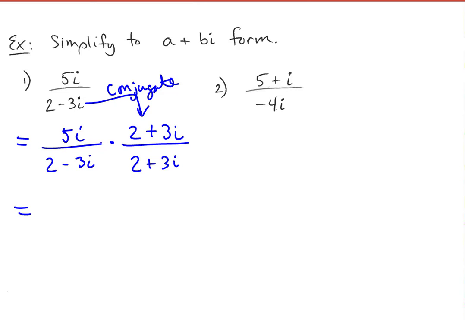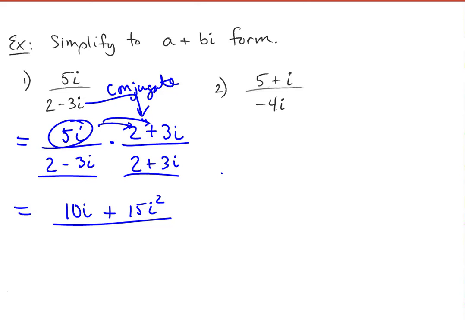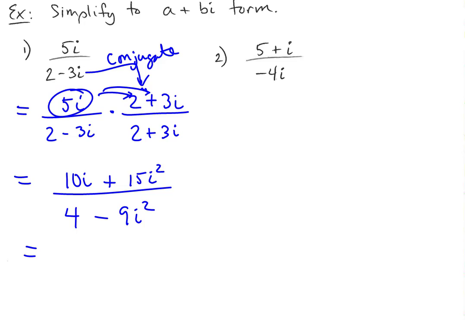If we multiply across the top, we'll distribute the 5i to both terms that follow it, which would of course produce 10i when it hits that 2, and then 5i times positive 3i would be a plus 15i squared. Then down below, we'll be foiling these conjugates together, but as you may recall with conjugates, outers and inners will always cancel. So that means we have first times first, which is 4, and then outers and inners will cancel. Last times last will be minus 9i squared.